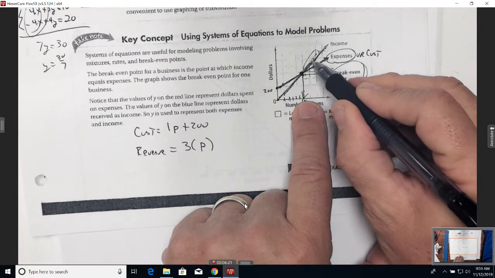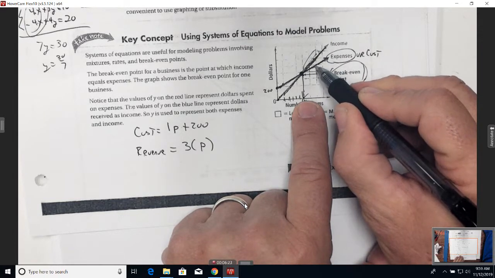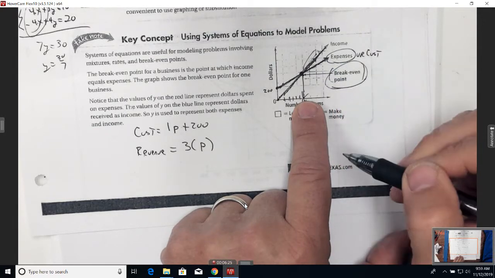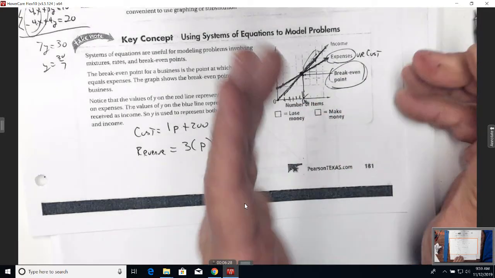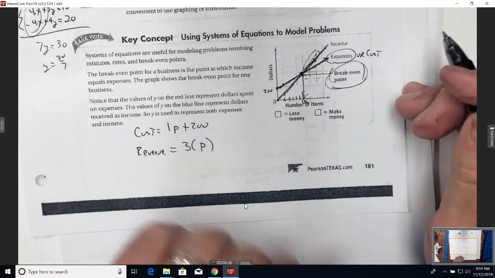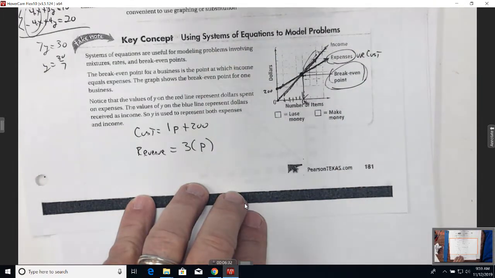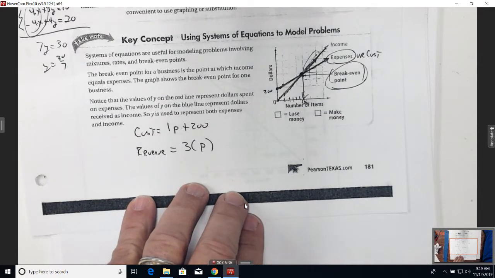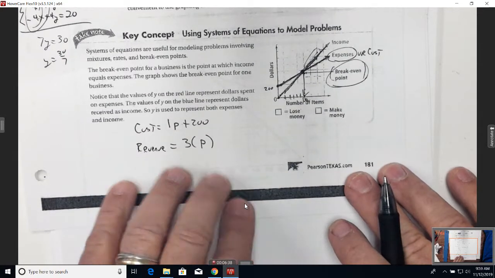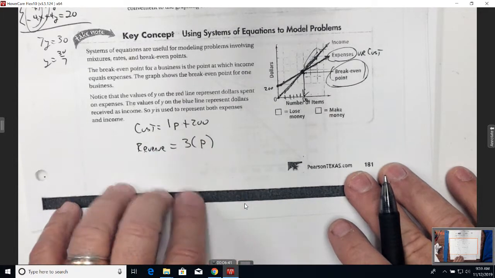Right? Do y'all agree that this line now is above this line? So I start making money here. Do you understand? So to the right of a break-even point is where I make money. To the left of a break-even point is where I'm losing money. Do you understand? So do y'all want to know really what the break-even point is? How many pens would you have to sell to start making money in this problem?